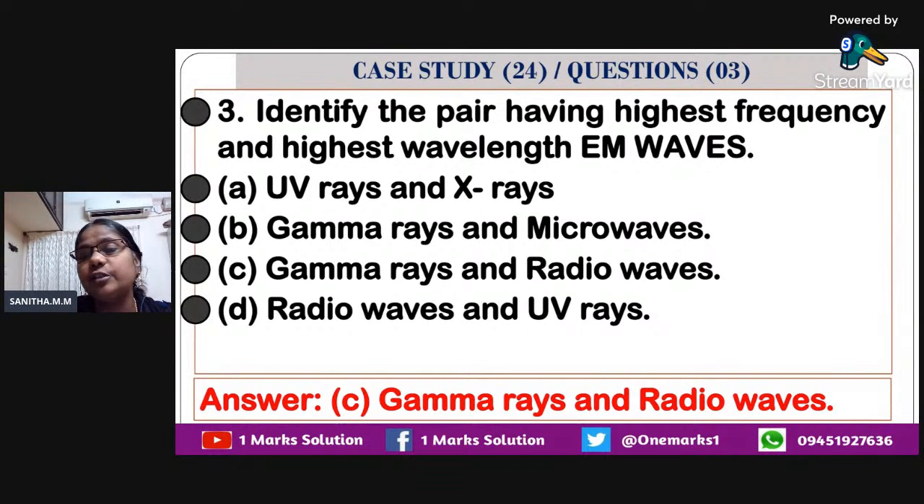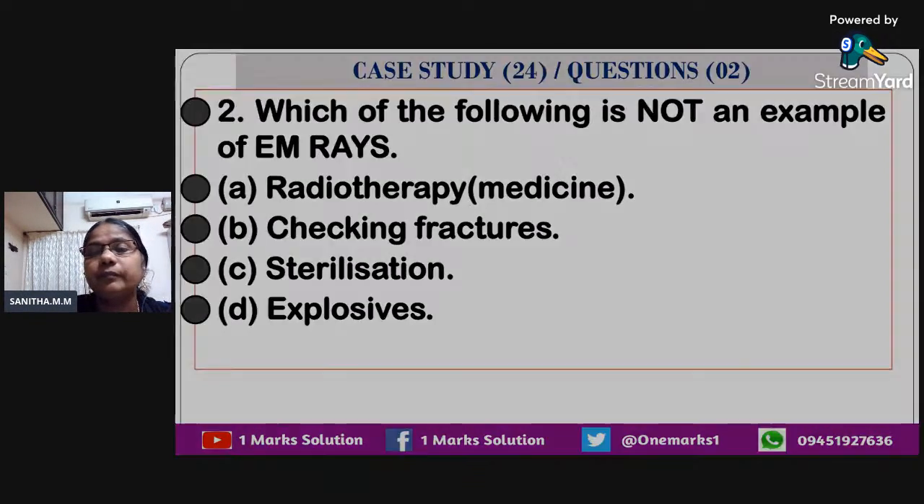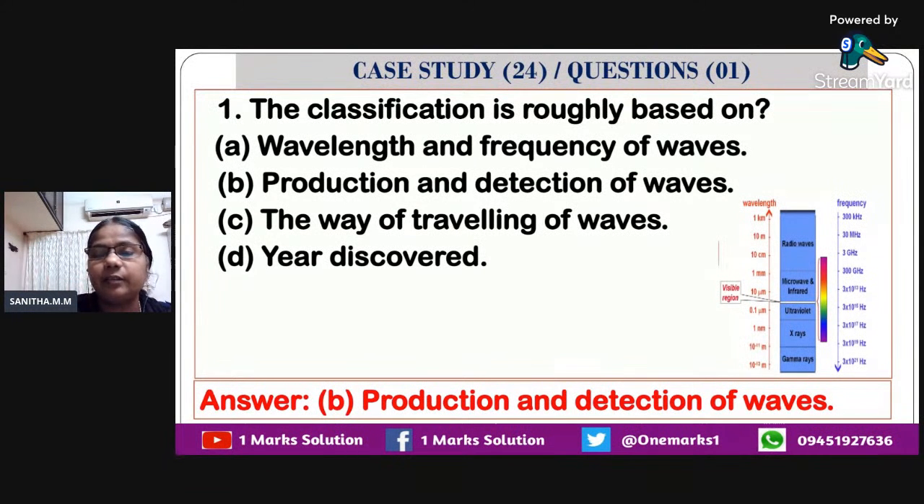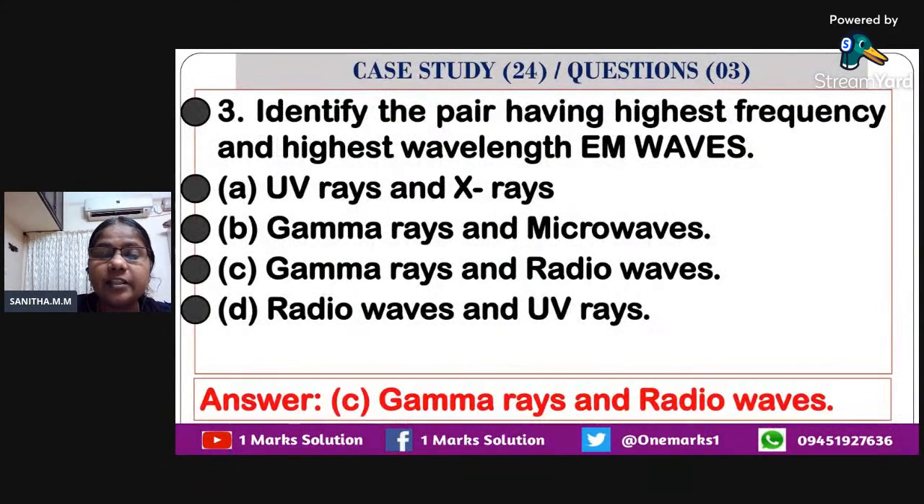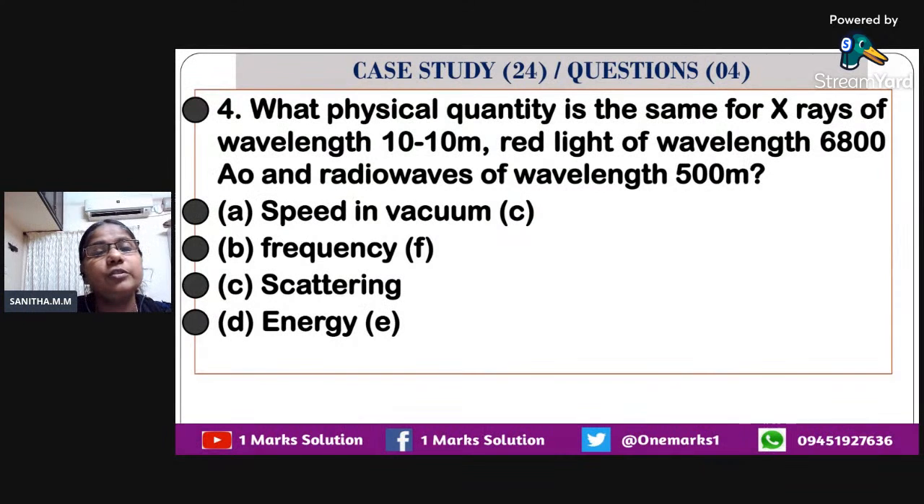I will just show once again. Yes, you can see that. From this, it is very clear which is the highest frequency and which is the highest wavelength. So what will be the answer? The answer is gamma rays and the radio waves. The highest frequency is gamma rays, that you can see from there. Then the next one, the highest wavelength, that is the radio waves. Now let us move on to the next question.